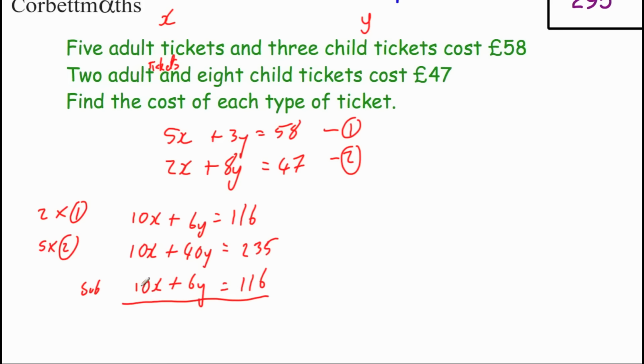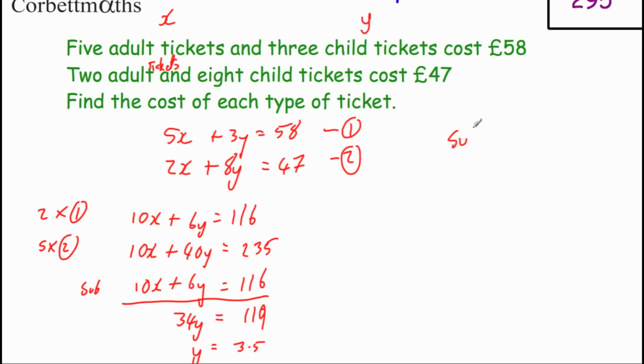So 10x take away 10x is 0. 40y take away 6y is 34y. And then we've got 235 take away 116, and when we do that, we get an answer of £119, or 119. So we now know that 34y equals 119. We can divide both sides by 34 to get y equals, and 119 divided by 34 is 3.5, or £3.50. So we now know that y, the cost of a child ticket, is £3.50. Let's find the cost of an adult ticket.